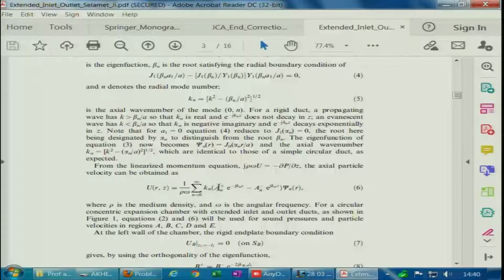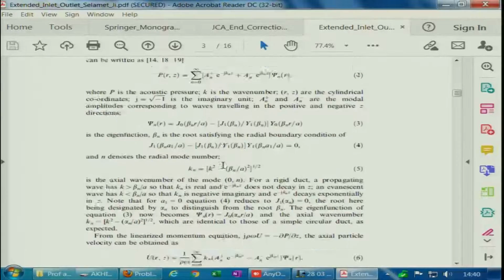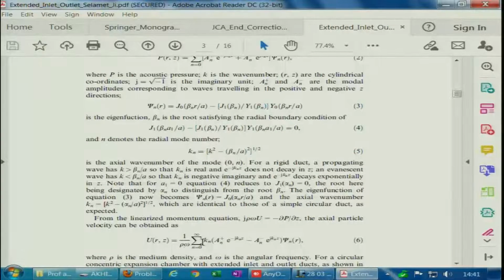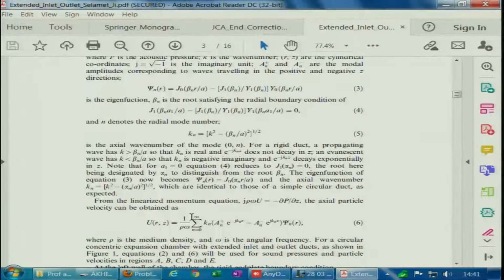The moment you do that, j rho omega can come down, and from the modal summation you have your minus j k n z. So, minus j k n you can take common, and that is why you will get a minus sign, and minus minus will cancel, and j will also cancel. So, you will get 1 by rho omega and k n.